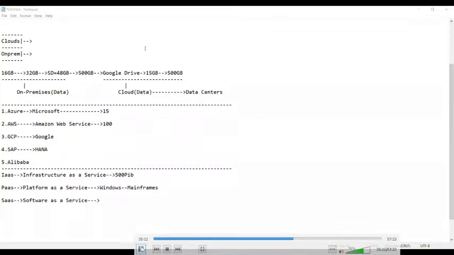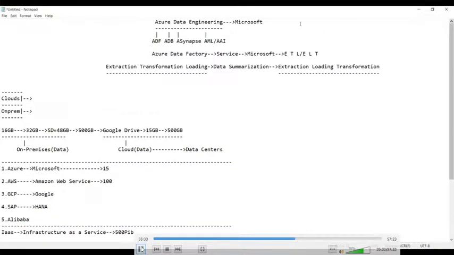This is the concept of why we are moving from on premises to cloud. Now guys, cloud is clear, everything is clear, but one more thing is not clear, that is, what is this Azure Data Factory? We have not discussed this.